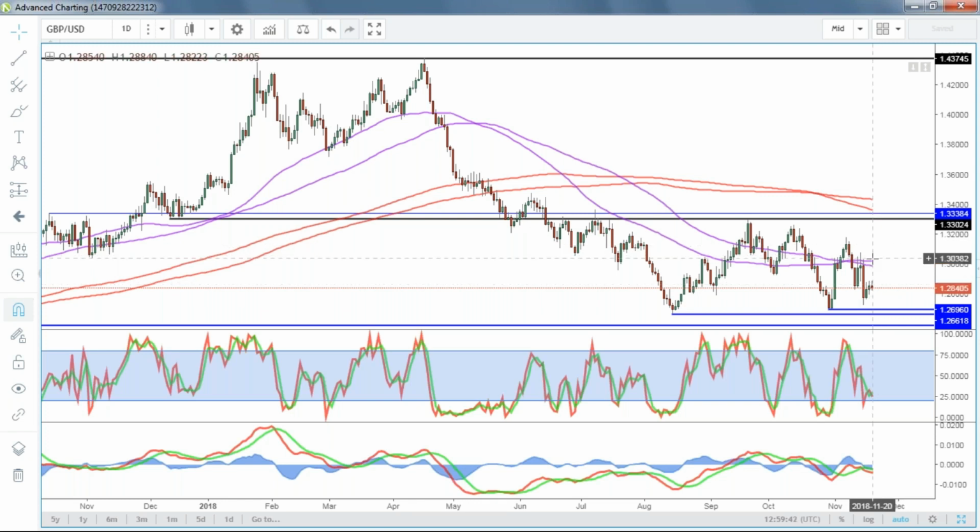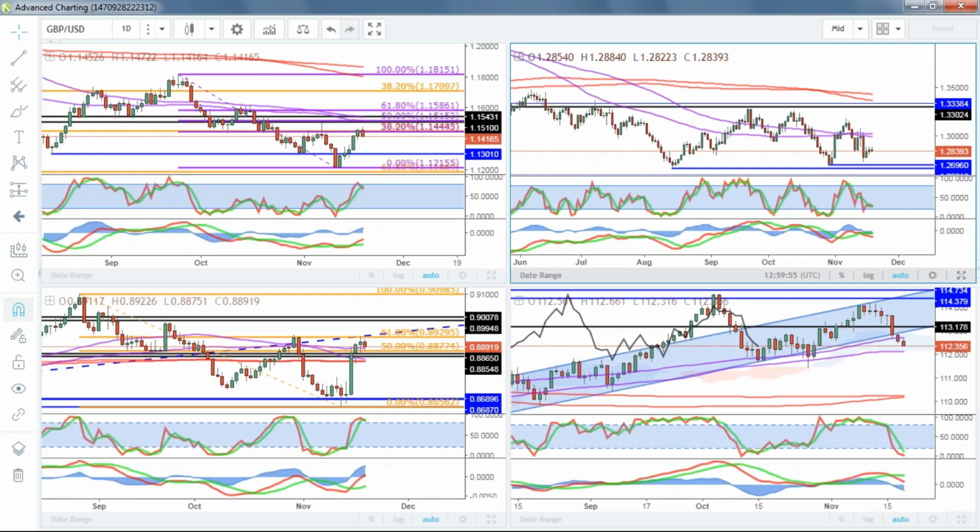Still, like I said, we are gradually seeing some consolidation. That could really trigger quite a significant move once we do break out of that, but we may have to wait a little while for that to actually happen.